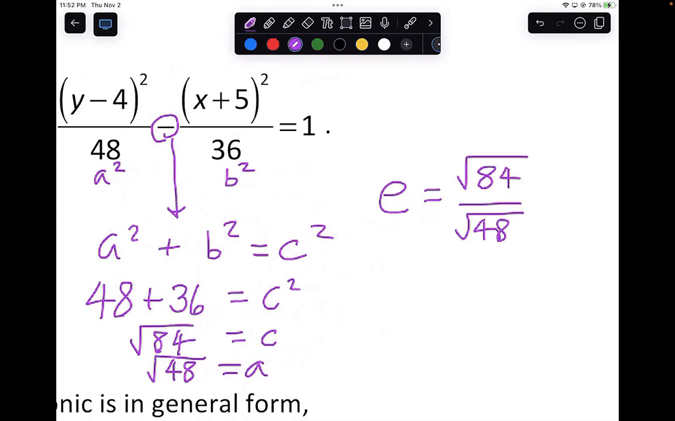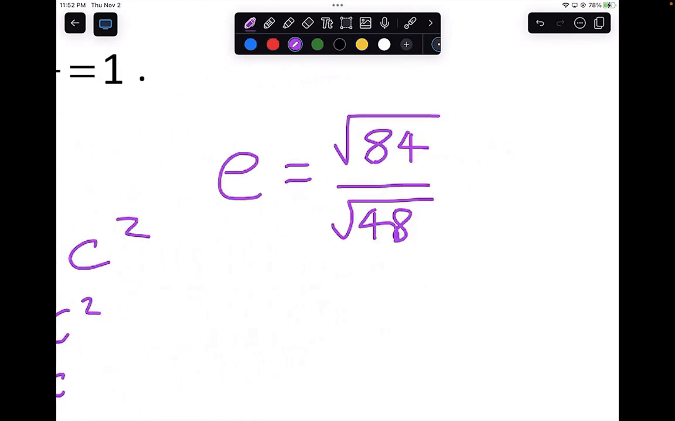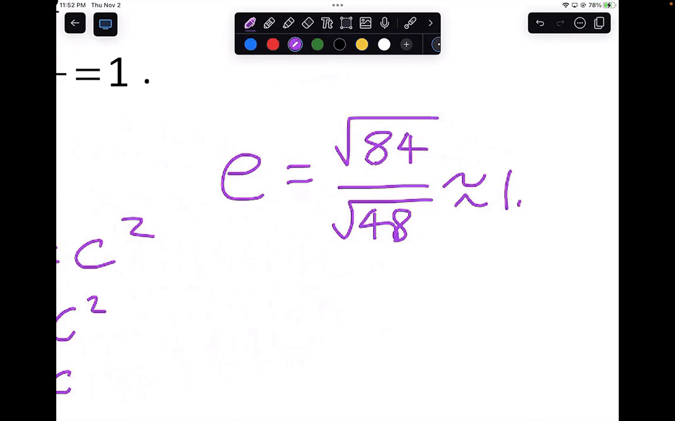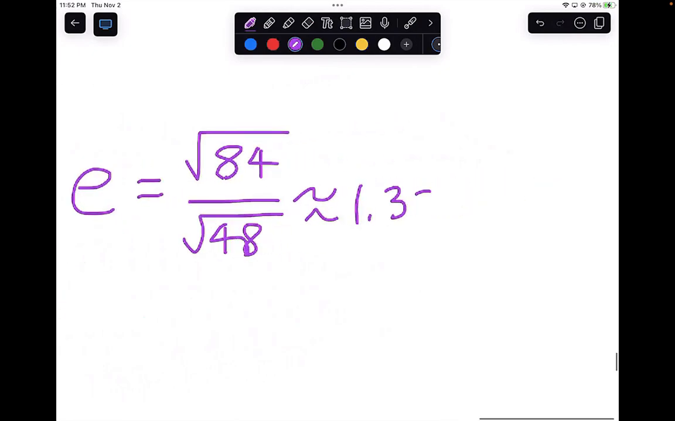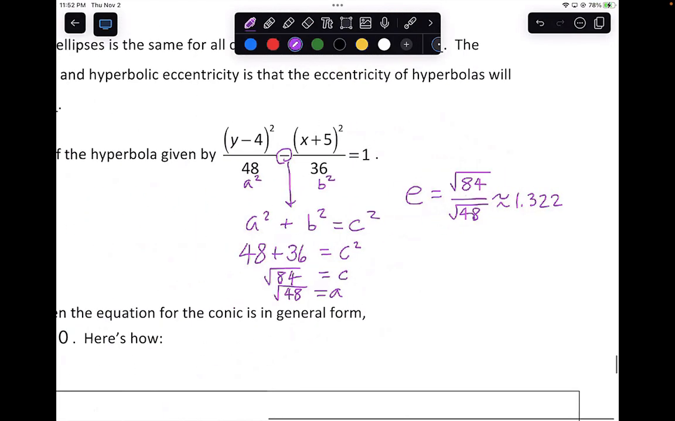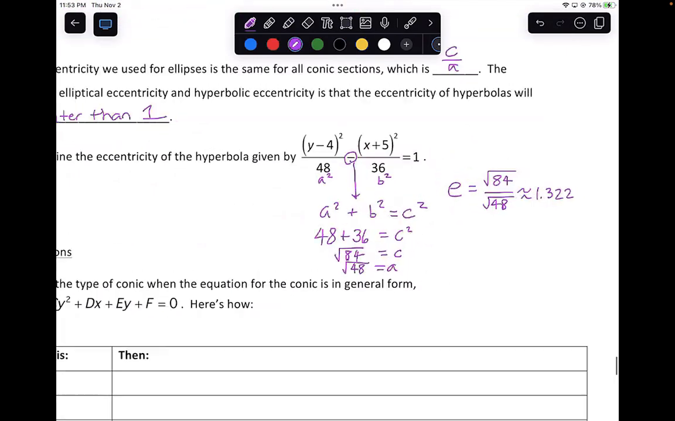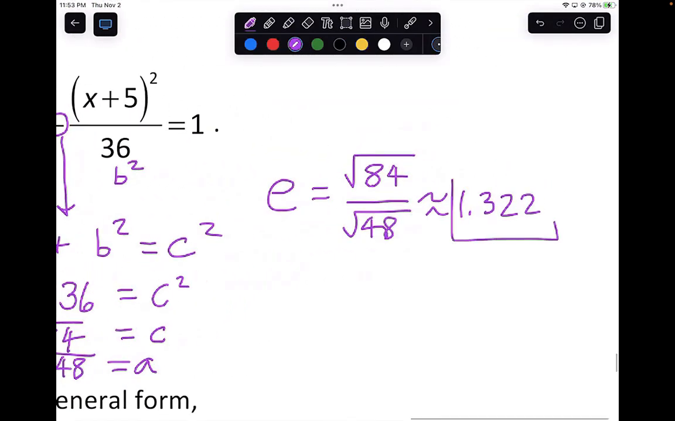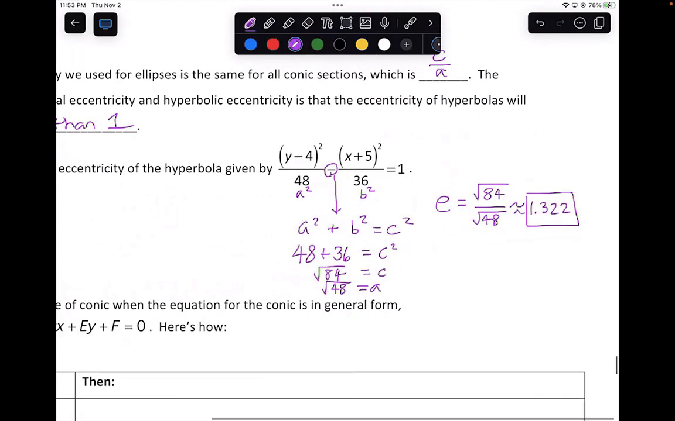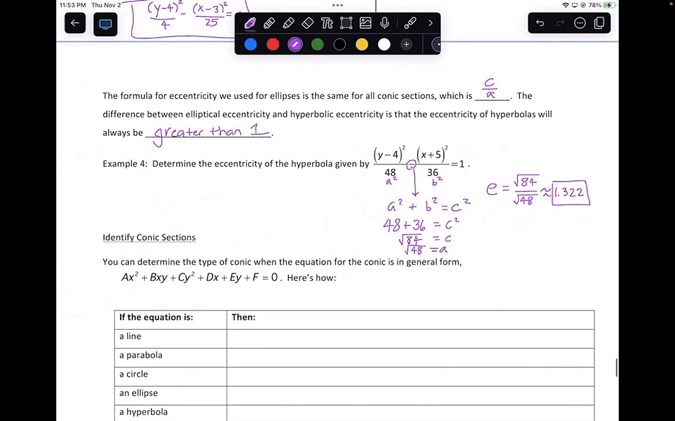And if I can type it correctly, yep, there we go. I got written down 1.322. Not sure if they said to round. They didn't say to round, so that would be good enough. And obviously, if you look at that, that's bigger than 1 right there. So that's eccentricity. Fairly simple, not too much going on.